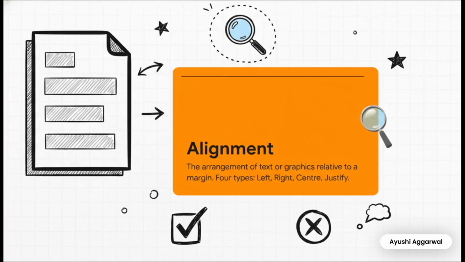The next important term is alignment. This basically means how your text is arranged in relation to the margins of the page. There are four main types you need to know: left, right, center, and justify. And believe me, all four of these pop up in MCQs all the time.